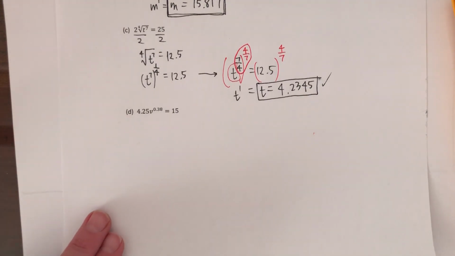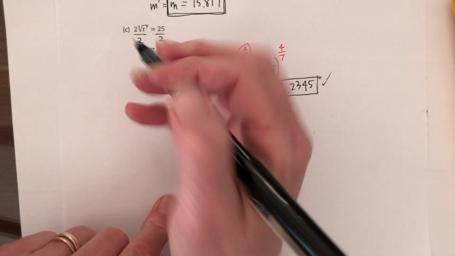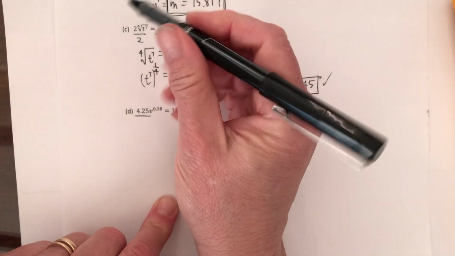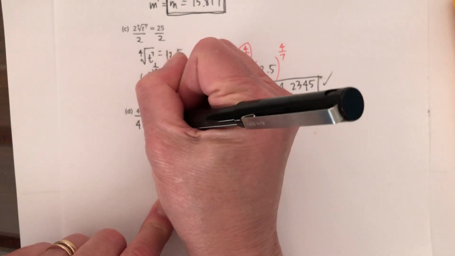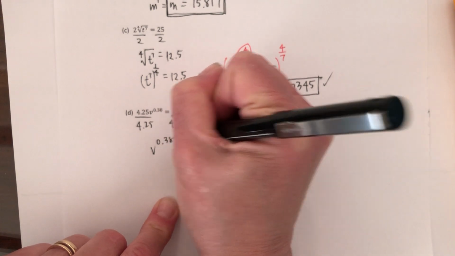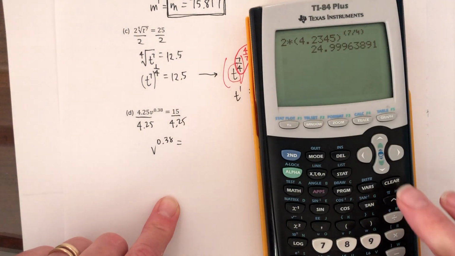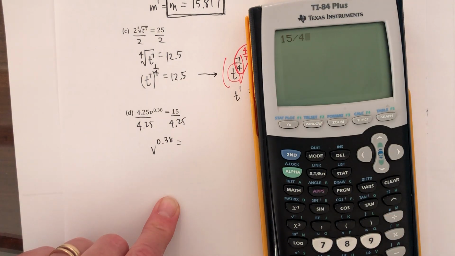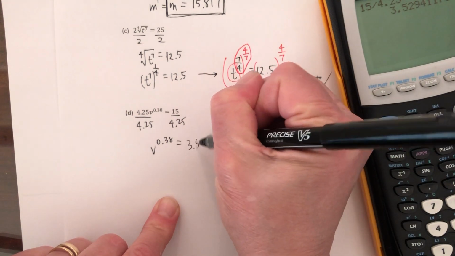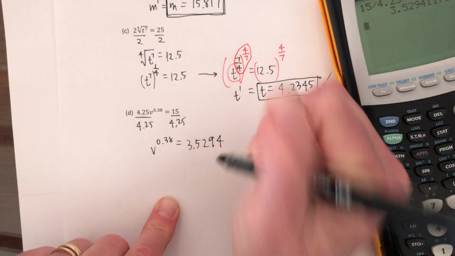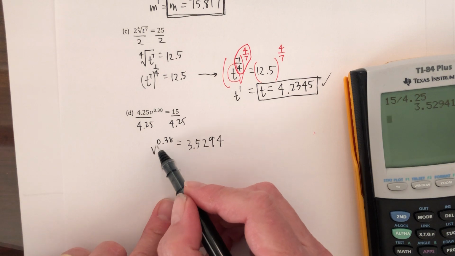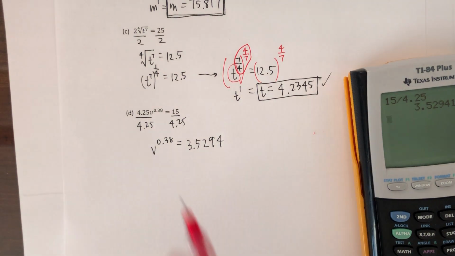Okay, last one we're going to do together is this one. This is going to be pretty much like that b up there. Divide both sides by 4.25, and we get v to the 0.38 equals 15 divided by 4.25. So that's 3.5294. Okay, I don't care what v to the 0.38 is. I really need to know what v is.